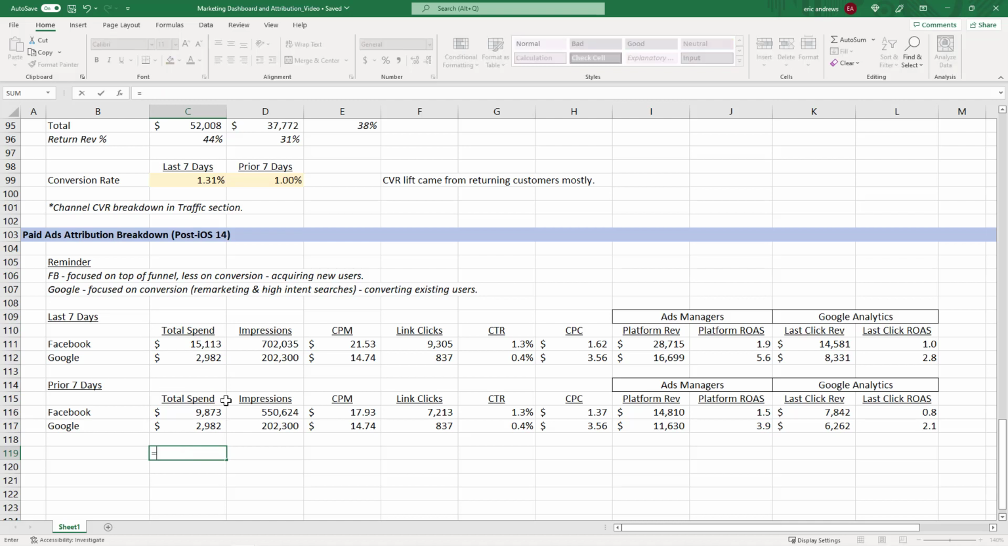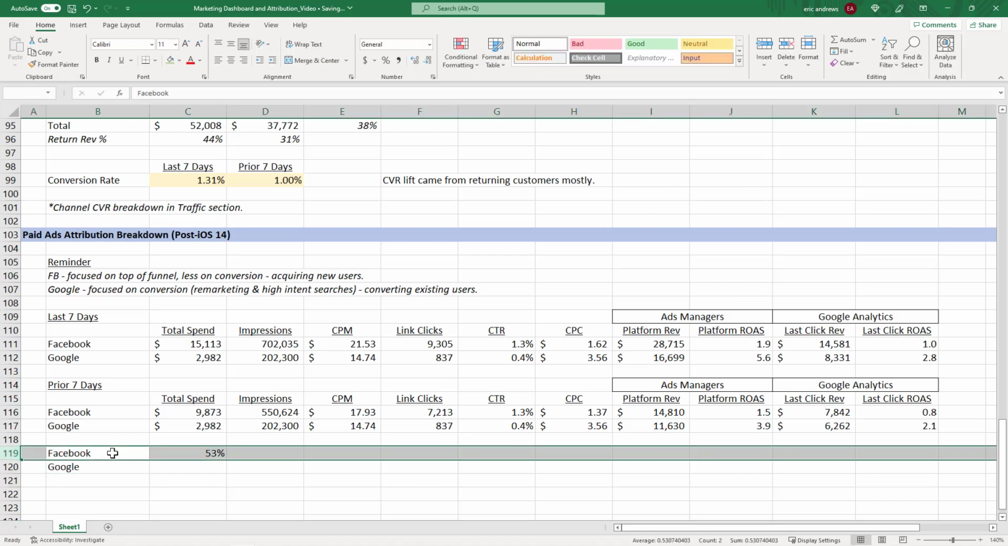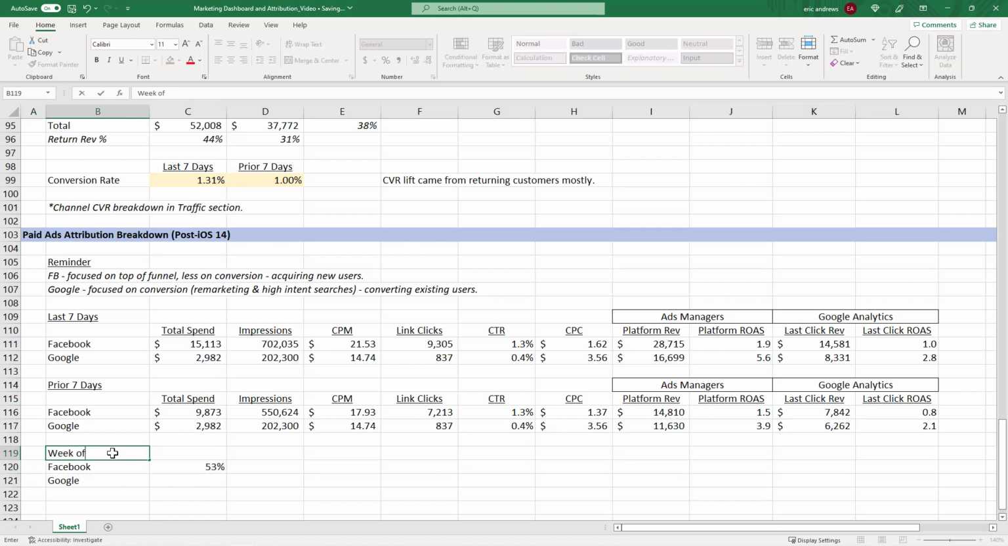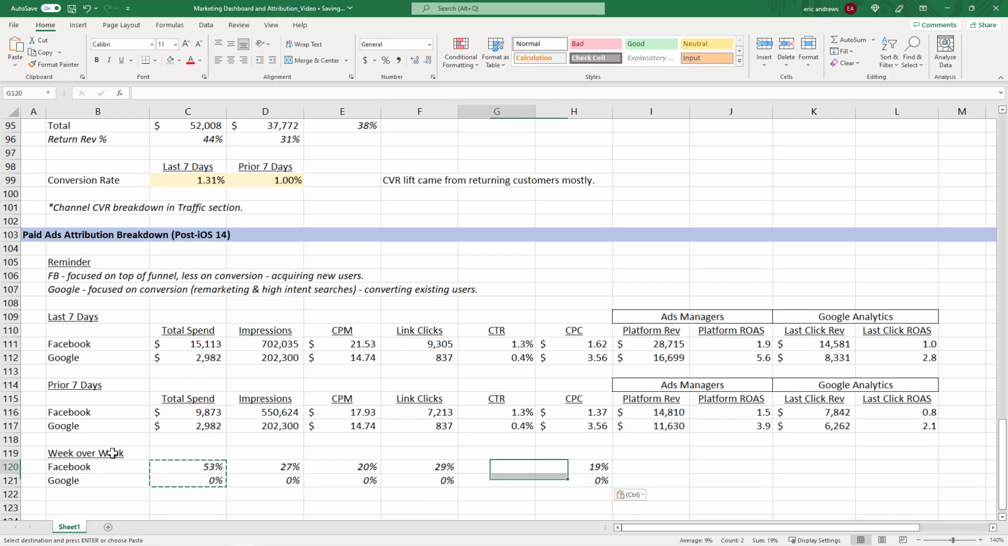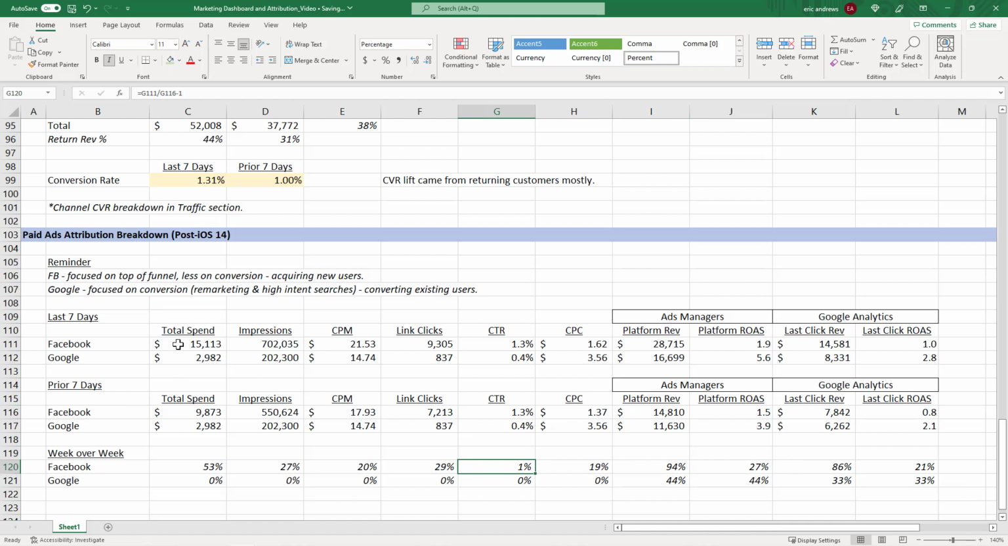And so I think we can even just show, week over week, one divided by the other. So Facebook, Google, and maybe we could just say week over week. Okay, so Facebook, Google. So link clicks, platform revenue, et cetera. Okay, so let's look at this. So we spent up 50% on Facebook week over week.